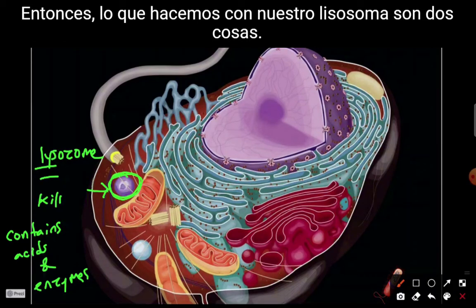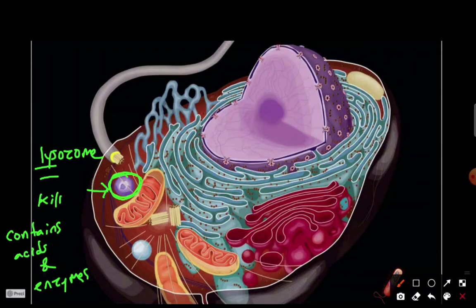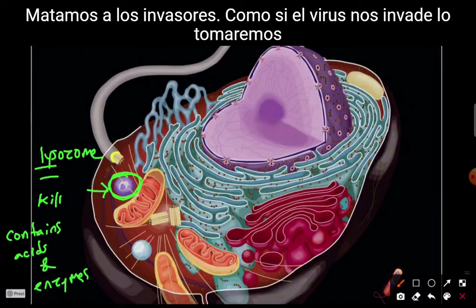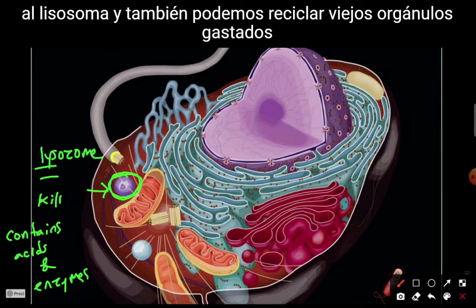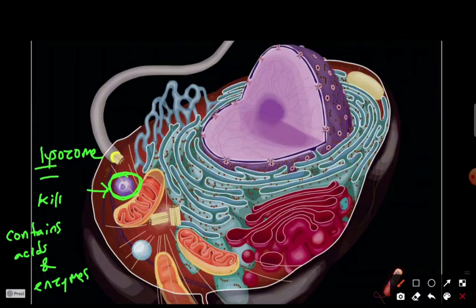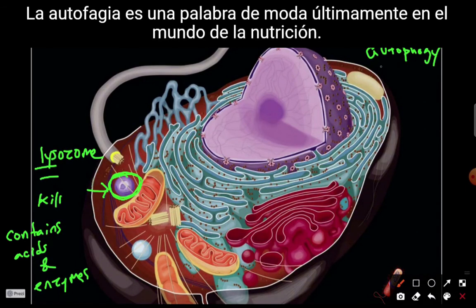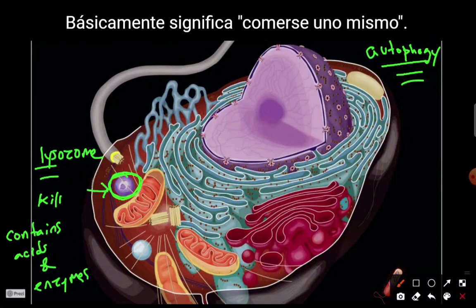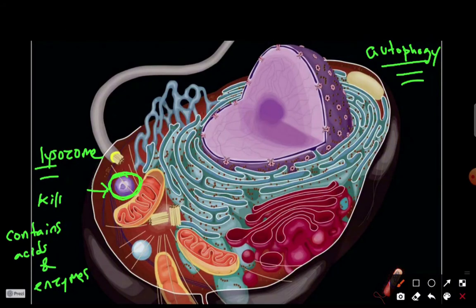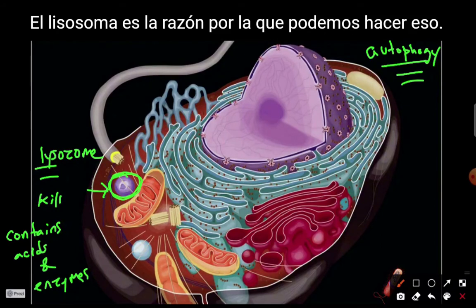And so what we do with our lysosome is two things. We kill invaders, like if a virus invades us, we will take it to the lysosome. And we also can recycle old, worn-out organelles, and that is called autophagy. Autophagy is a buzzword lately in the nutrition world. It basically means to eat oneself. The lysosome is why we are able to do that.